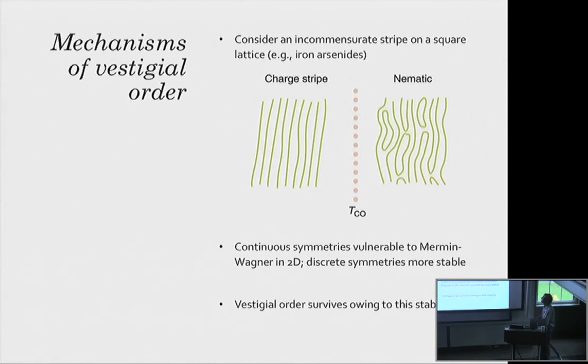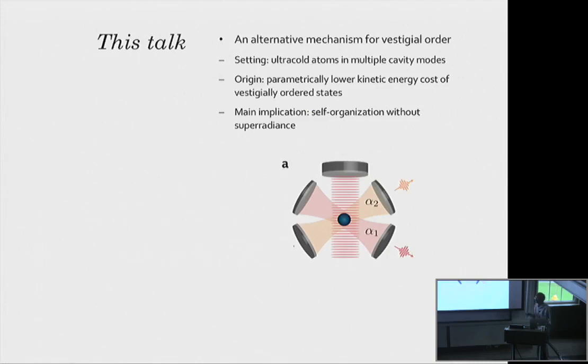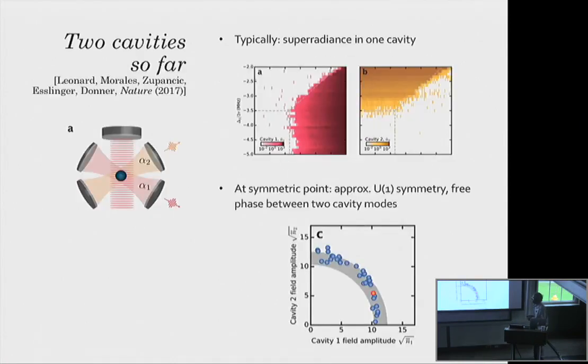condensed matter systems. In this talk, I'm going to present a very different approach to getting vestigial order, and the system that's involved is of course multimode cavity QED. It's quite general, as I'll argue, in multimode cavities, but I'm going to focus on the two-mode case, both because it's just a lot simpler than the generic case, and also because there's this beautiful recent experimental realization of it by the ETH group.